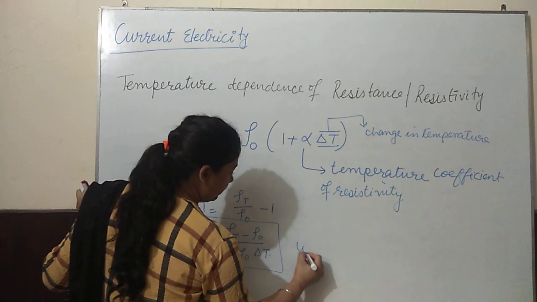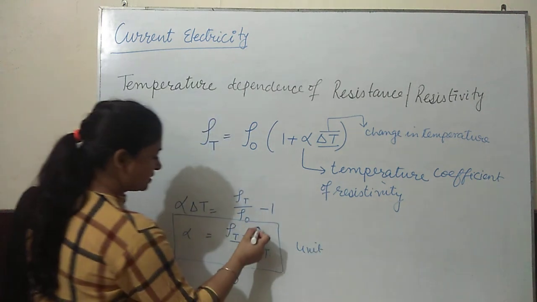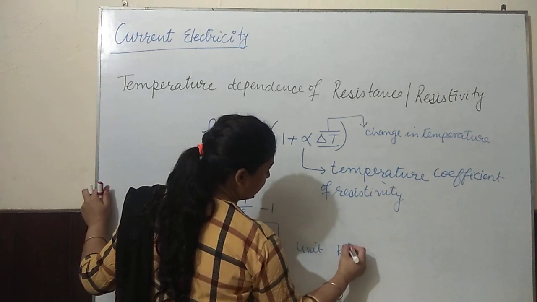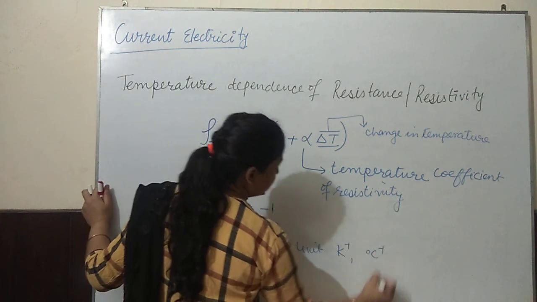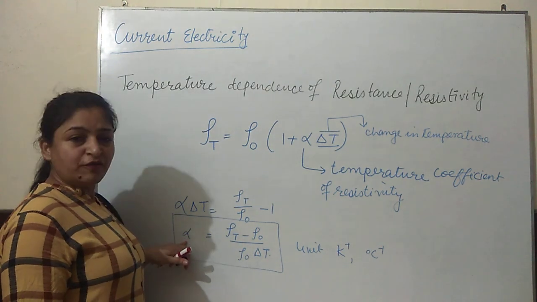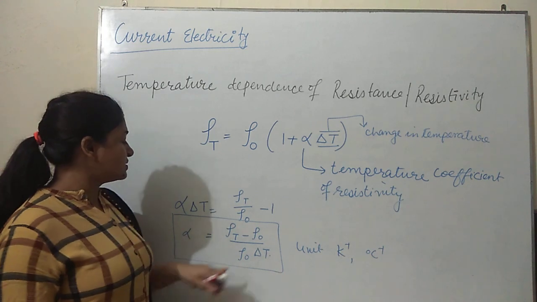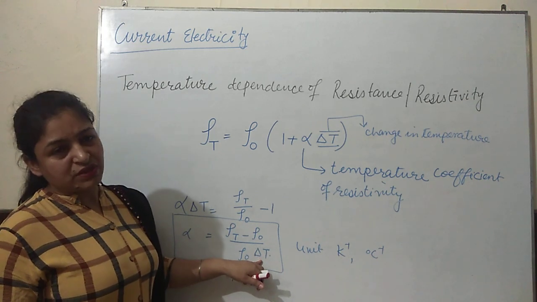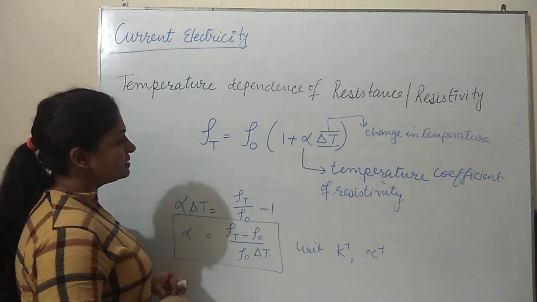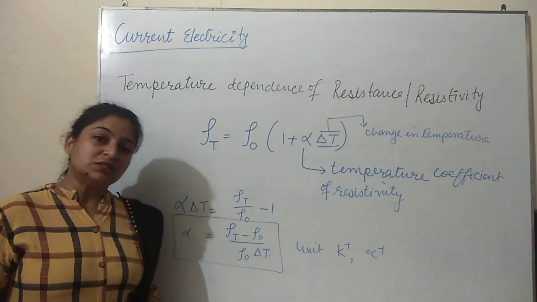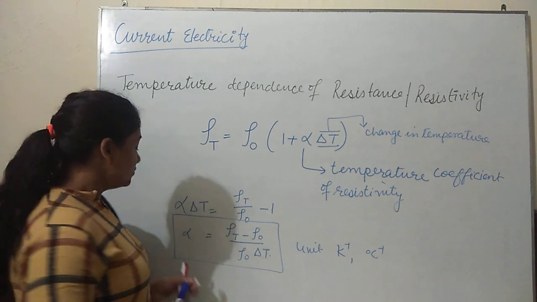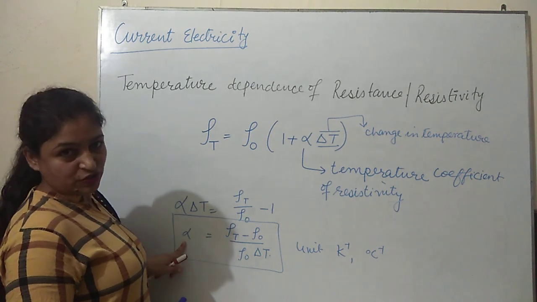And what is the unit of alpha? The unit of alpha is, you can see, this is resistivity, this is also resistivity. So this is per Kelvin or per degree centigrade or Celsius. So the unit of this temperature coefficient of resistivity is the inverse of temperature. So this alpha, for finding the temperature dependence, meaning how the resistance of materials depends upon temperature, plays a very important role.